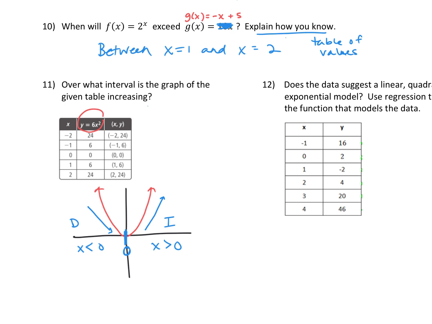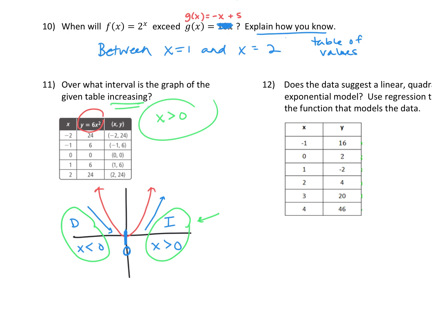So what I just came up with was the decreasing interval and the increasing interval. So what's the question asking for? Over what interval is the graph of the given table increasing? Well, that's this one. It's increasing when x is greater than 0.